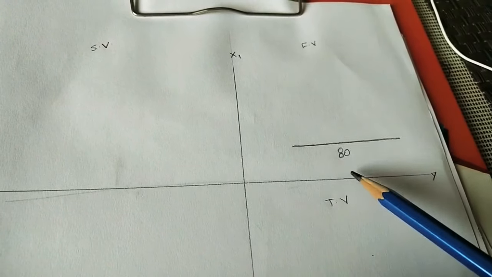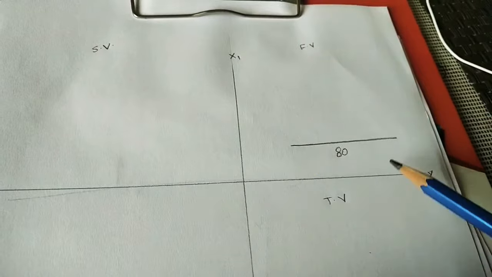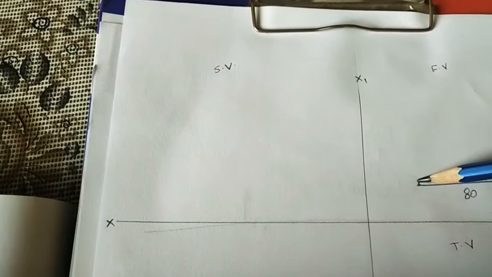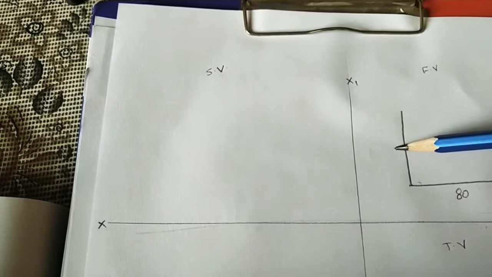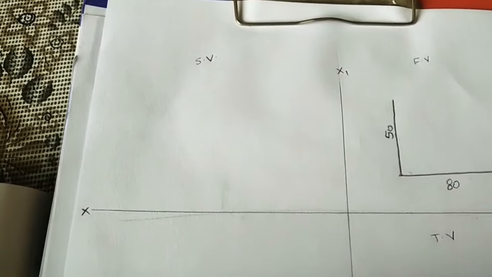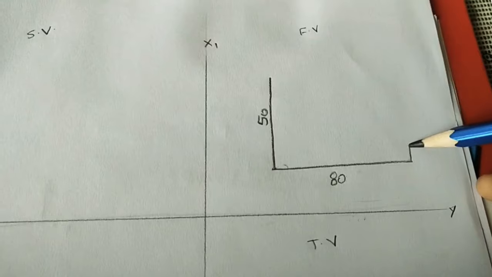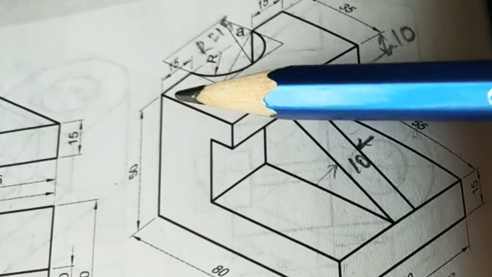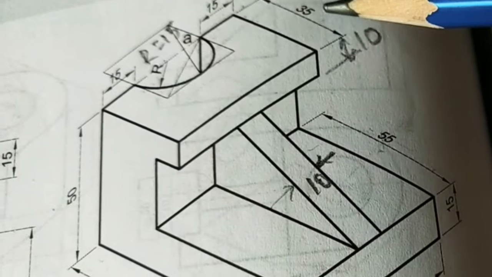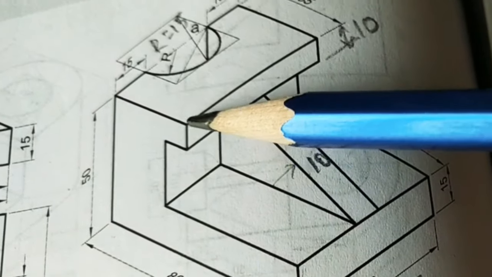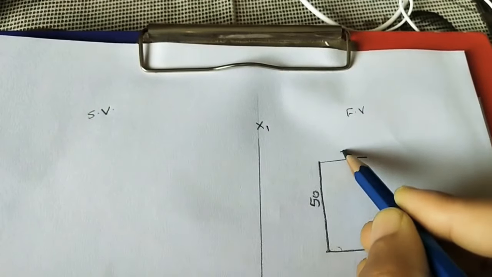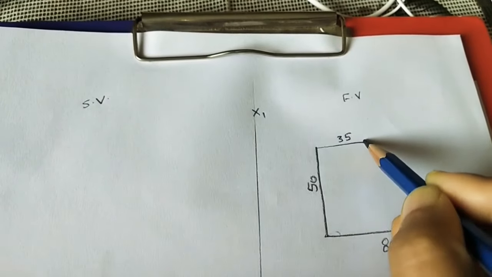We can take any gap between this reference line and this main diagram line. After 80 mm, do the height of 50 mm. Now here do 50 mm. Do 15 mm. Just roughly mark all the dimensions. After that, here do this thickness. How much is it? 35 mm. After that 10 mm. 35 mm here, 35 mm, and after that 10 mm.